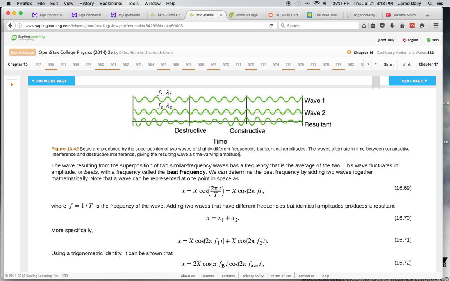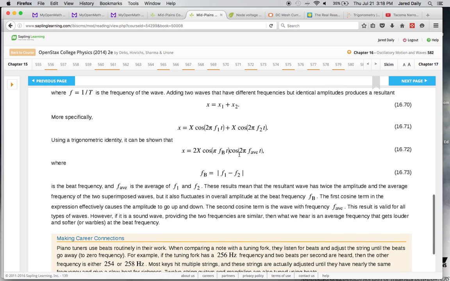And the beat frequency is actually fairly simple. It's just the difference between the two frequencies. So it's right here. You take the difference between the two frequencies, take the absolute value, because we're only going to use positive numbers, and that's what we call the beat frequency between two sources.